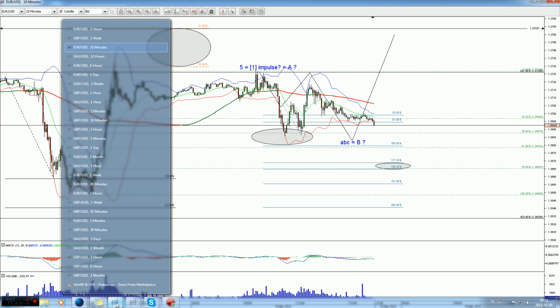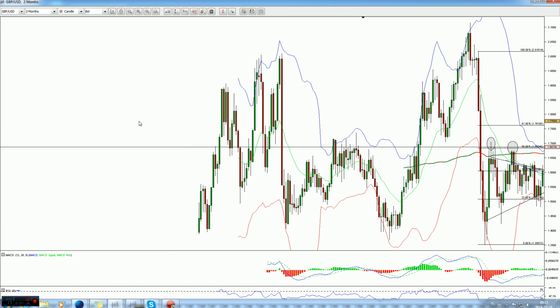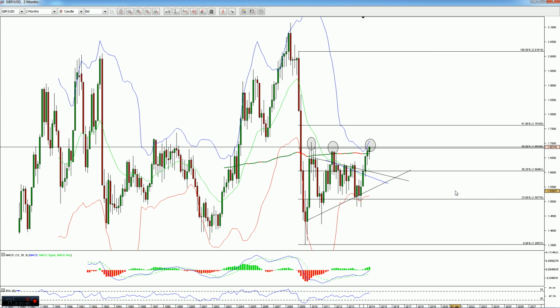Okie dokie. So this is the most important stuff for Euro USD. Let's check the Great Britain Pound USD. It's the monthly situation. I plotted two resistance lines here, this gray one and then the blue one.